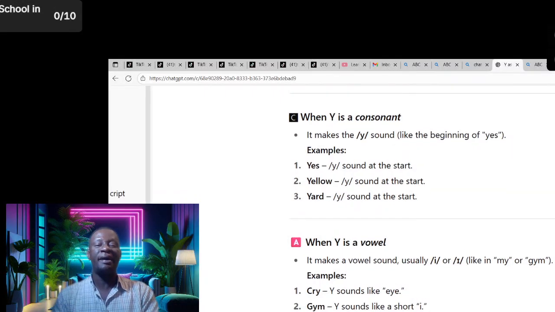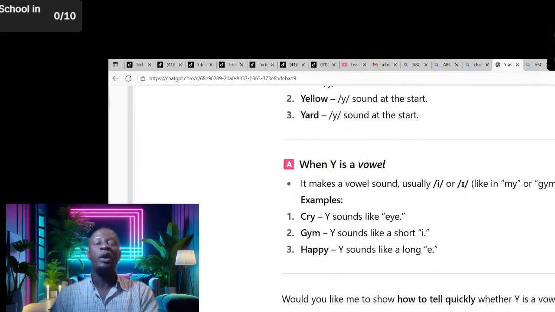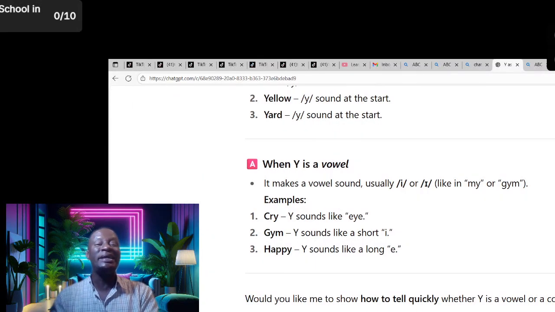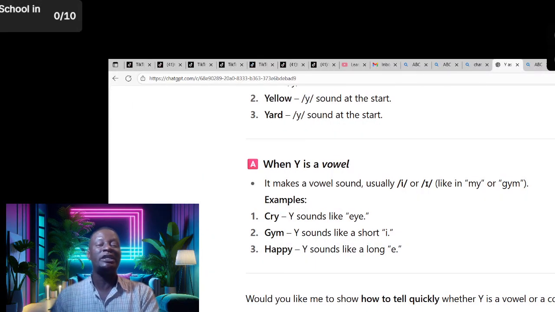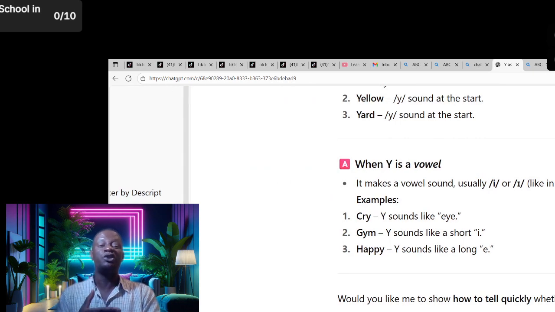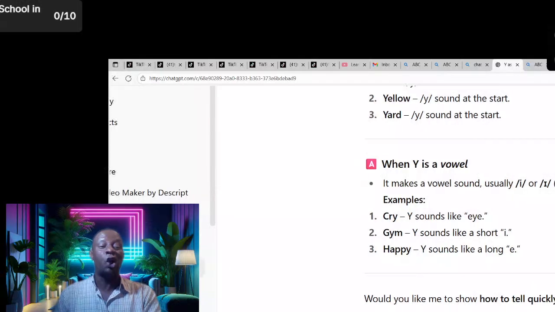Now, when Y is a vowel, it makes a vowel sound: I, E, or I, like in my or Jim. Example one, cry: Y sounds like long I. Number two, Jim: Y sounds like short I. Now three, happy: Y sounds like a long E.